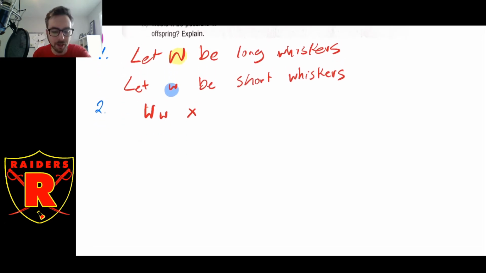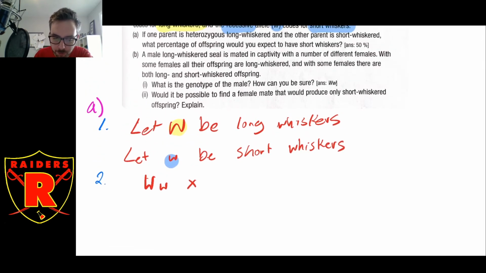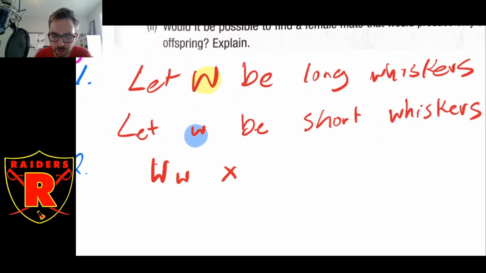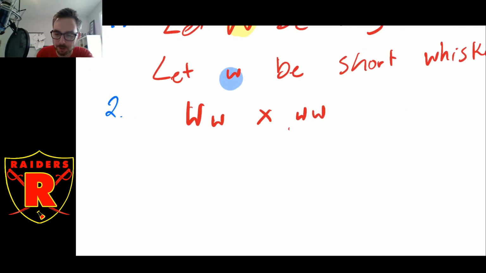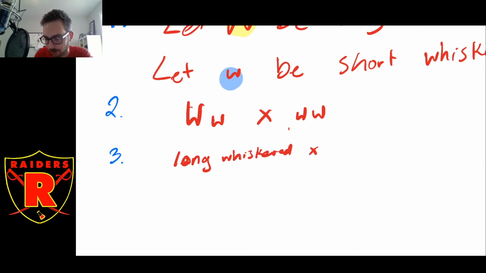Okay, there we go. And then the second part here is long whiskered, and the other parent is short whiskered. Short whiskered has got to be two recessive, so we know it's going to be little w, little w. Those are the genotypes of the parents. We also need to show the phenotypes of the parents. So the phenotypes of the parents, big W, little w, that's going to be long whiskered. And then we're going to be crossing with short whiskered.